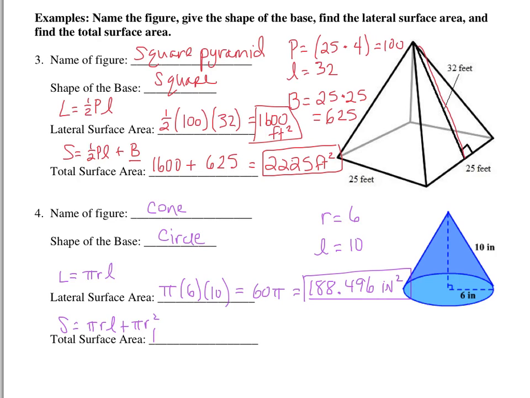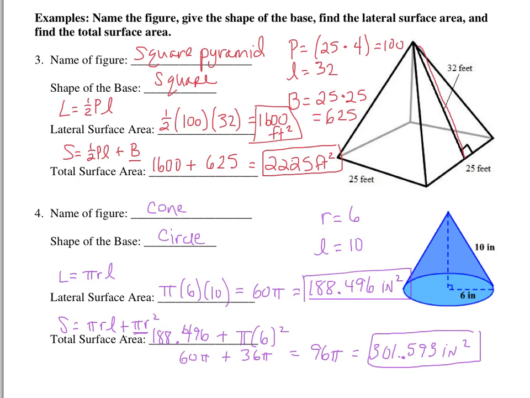So we need to use that answer, so 188.496, and now we have to add the area of our circle, so pi r squared. So remember, this was really 60 pi plus, we get 36 pi there. So if we add those two together, we end up with 96 pi. So if you multiply 96 and pi together, we get 301.593, and this should be inches squared. So don't forget to put your inches squared or any of your units with your corresponding figure on any of the pictures you do.